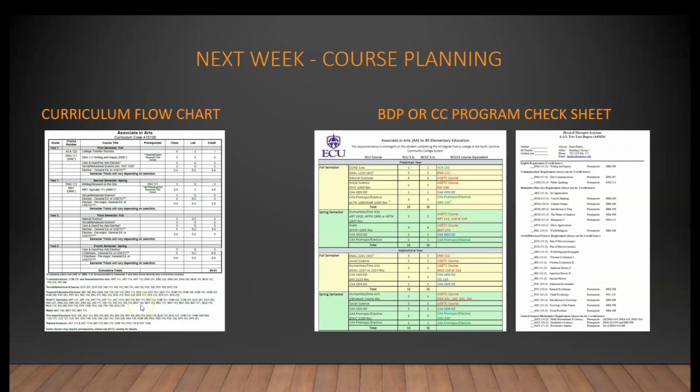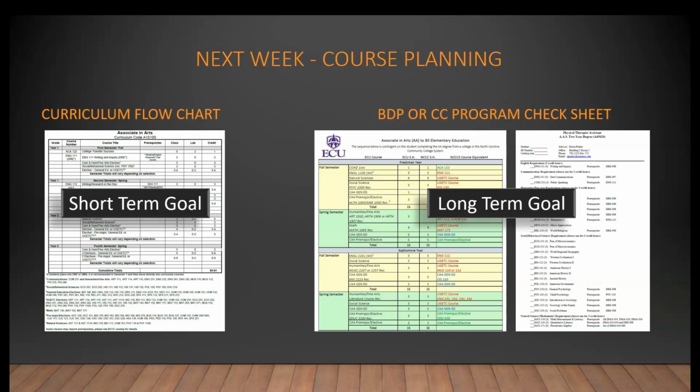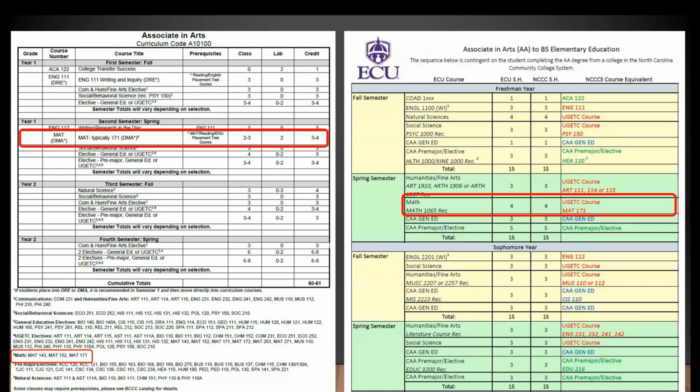Okay, so the next couple of weeks you're actually going to be working on creating your course plan, and like I said before, we want to make sure that we're planning our short-term goal with our long-term goal in mind. You're going to be hearing me give examples like this over and over again, but I can't stress this enough. As you're planning your courses at Beaufort, for instance, if my program of study is Associate in Arts, and this is my curriculum flow chart, I see that Math 171 is typically recommended, but I see down here at the bottom that actually there are 3 maths that I could choose from to fulfill my math requirements for Associate in Arts.